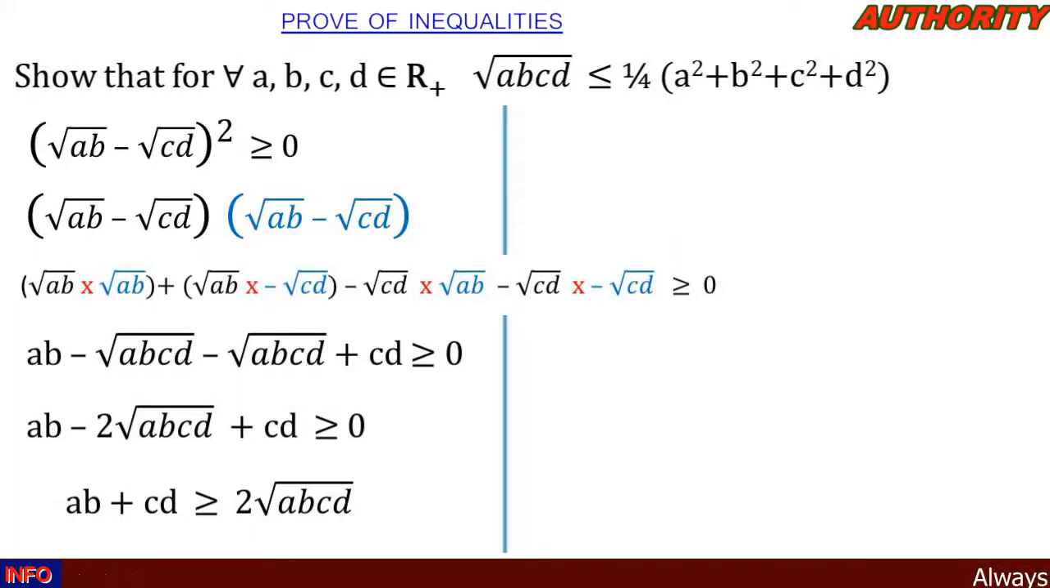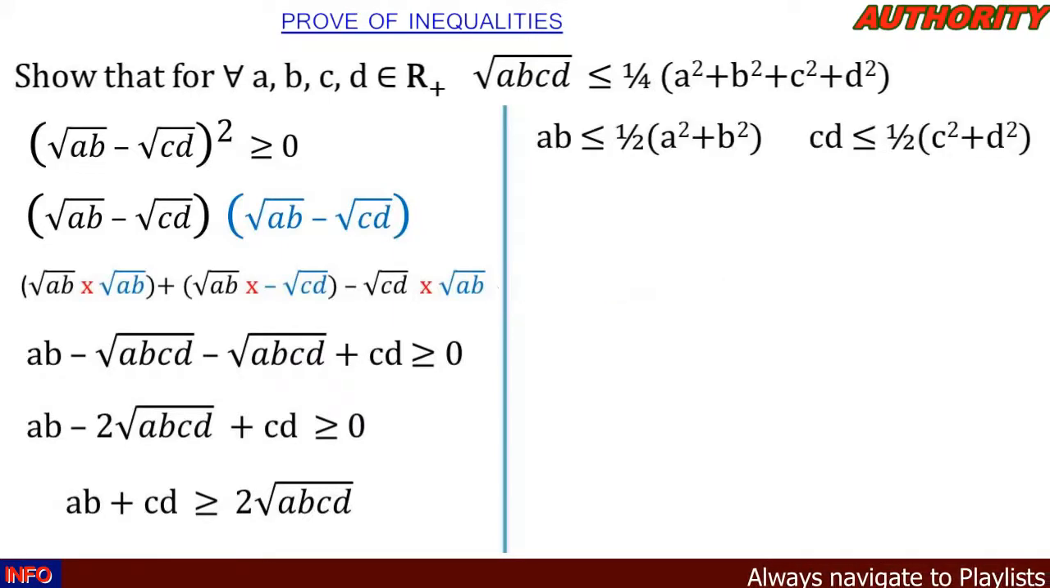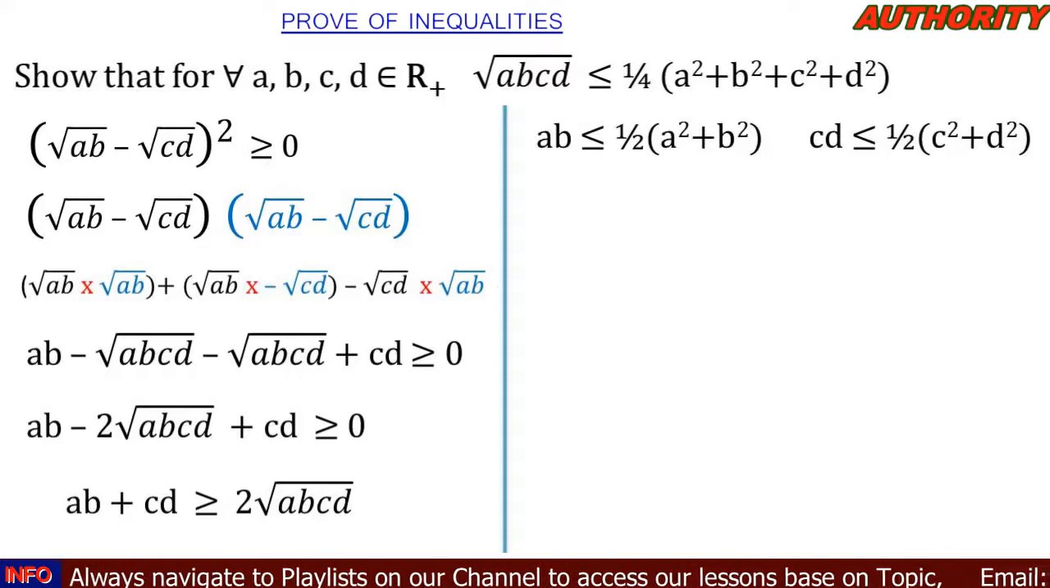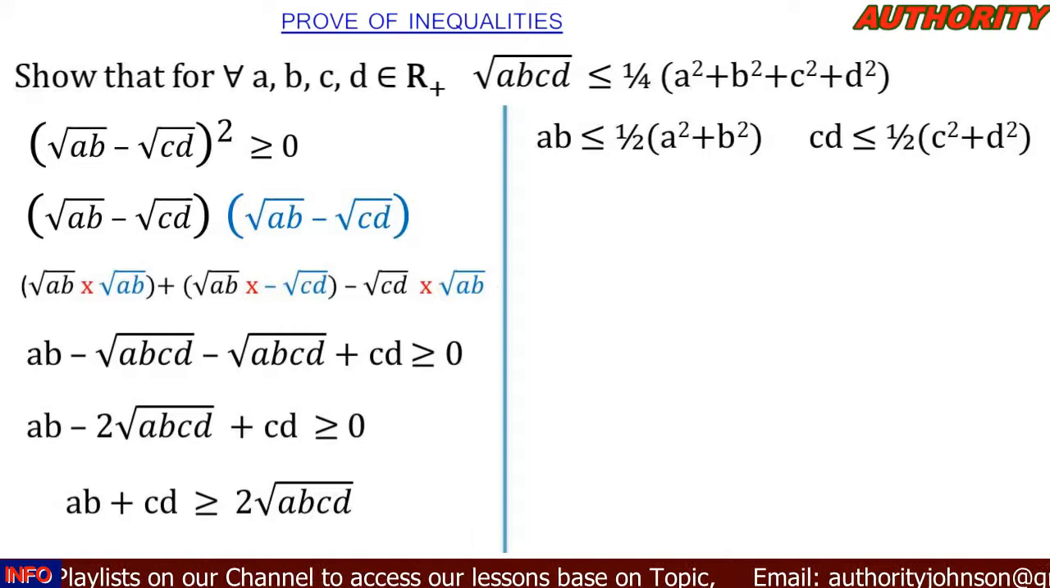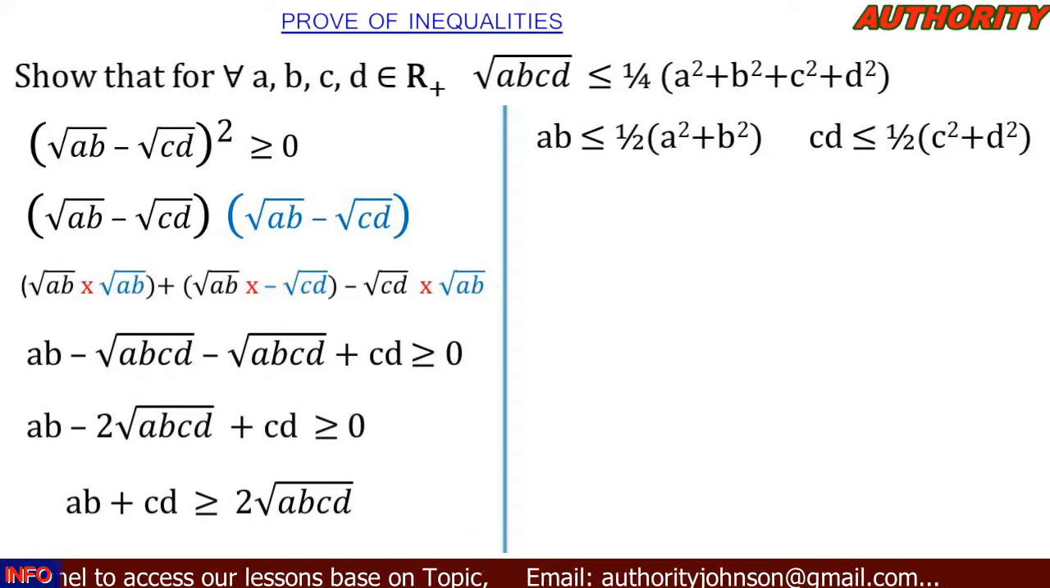You can recall that in one of our provings, we actually proved that AB is less than or equal to half of a² plus b². What I'm trying to say is this. When you pick two numbers, A and then another number, B, so A times B is going to give you less than or equal to a² plus b² all over 2, the half of it.